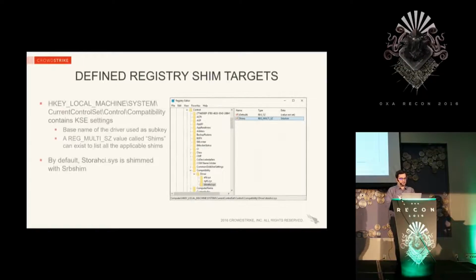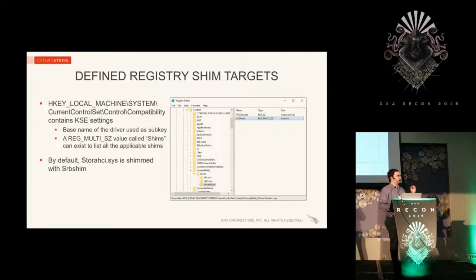Then in the registry, as I mentioned, certain drivers can be targeted. So by default, on a clean Windows 10 installation, if you go to the compatibility key in the registry, there's a subkey called driver, and under that subkey, there's different driver names. You might see in the screenshot there's a few there that I've added, but the one that's there by default only is store.ahci.sys, which is the AHCI or SATA storage driver. It has the SRB shim applied.